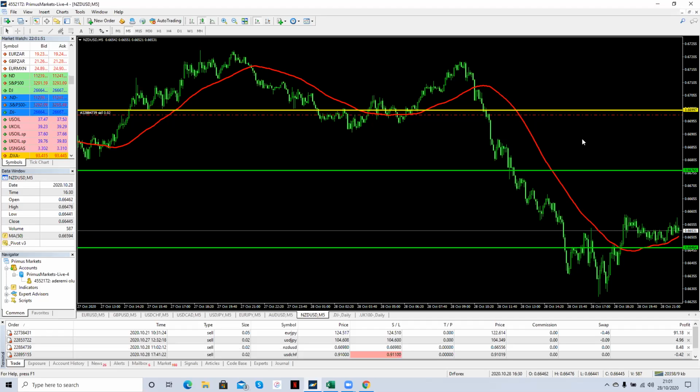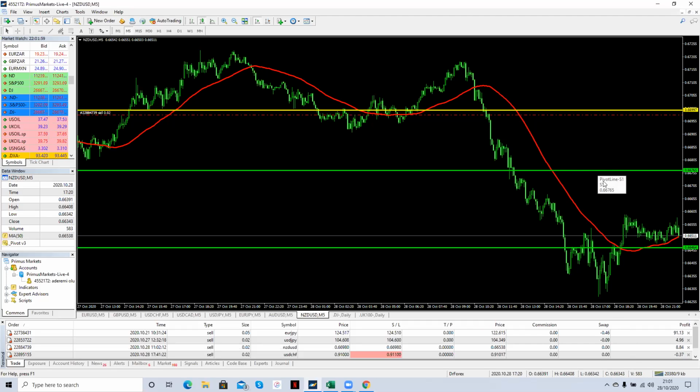But the key thing is that you don't want your order right on the pivot point or right on the first support. You know what I mean? That's definitely a no. You don't want your order exactly the same as this line. But how many pips above, how many pips below?